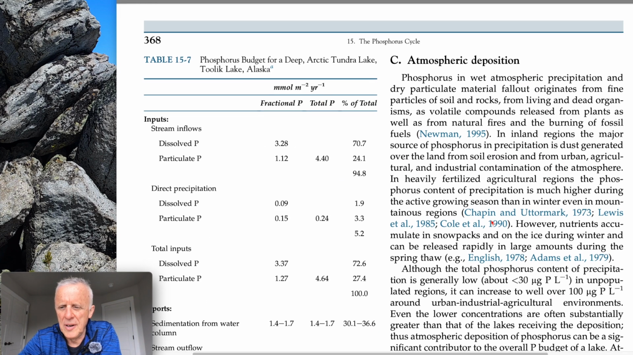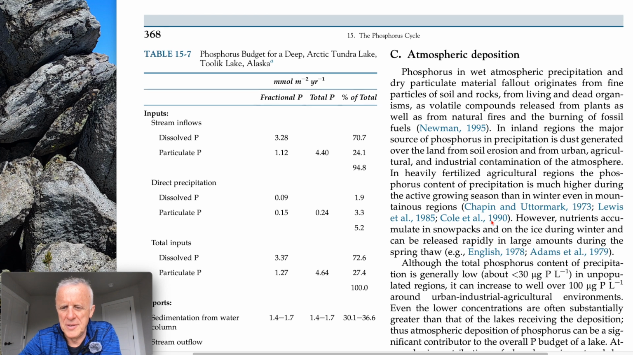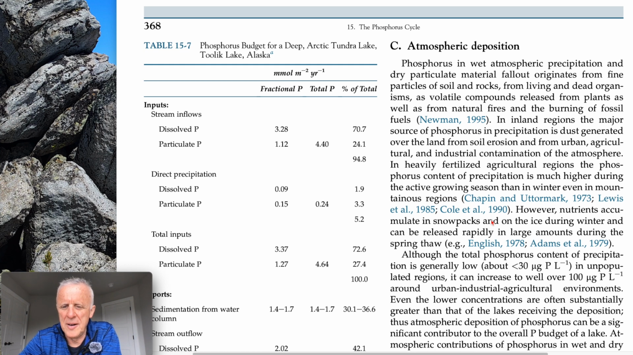Phosphorus in wet atmospheric precipitation and dry particulate material fallout originate from fine particles of soils and rocks, from living and dead organisms, as volatile compounds released from plants, as well as from natural fires and the burning of fossil fuels.